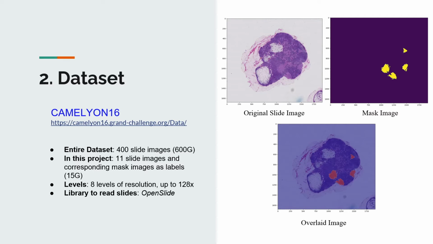Also, the labels of those slide images are stored as mask images, which contain the area of cancer cells. As shown in the mask image, the yellow areas denote the area of tumors, and in the overlaid image, the red areas denote the area of tumors. The images are read through OpenSlide, which is a C library that provides a simple interface to read whole slide images.